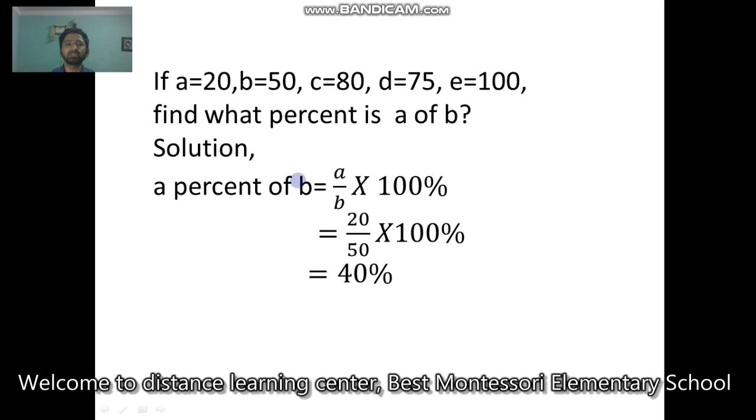Let's move to another example. Here it is given the value of A is 20, B is 50, C is 80, D is 75, E is 100, and we have to find the percentage of A of B. That means A out of B, and this A out of B as a fraction can be converted into percentage when we multiply by 100. Whenever a fraction or a decimal is multiplied by 100, we get it converted into percentage. So A out of B, A by B, converted into percentage. The value of A is 20, value of B is 50. 20 by 50 into 100% gives 40%.